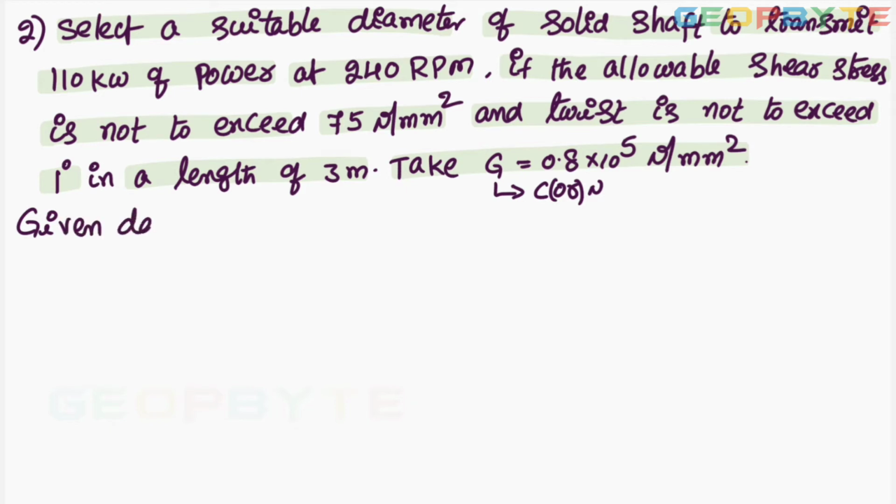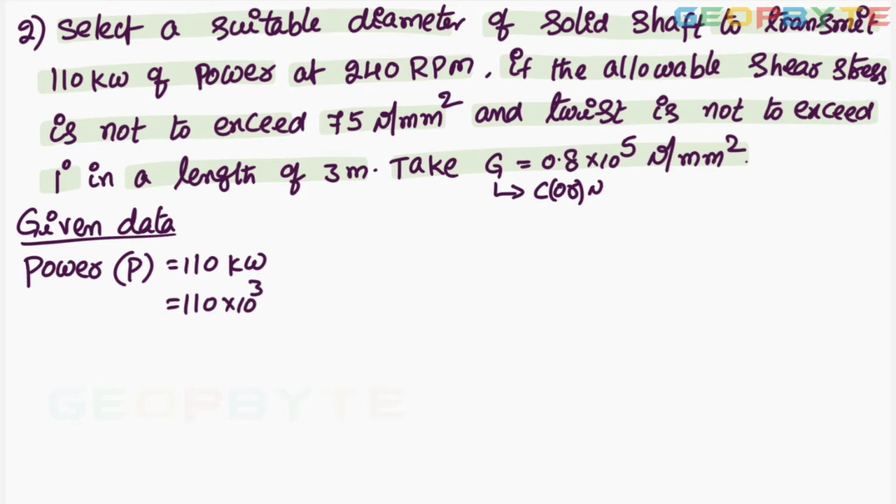Given data, power transmitted, power is given 110 kilowatts. It is equal to 110 into 10 raised to 3 watts at a speed N, which is given as 240 rpm.